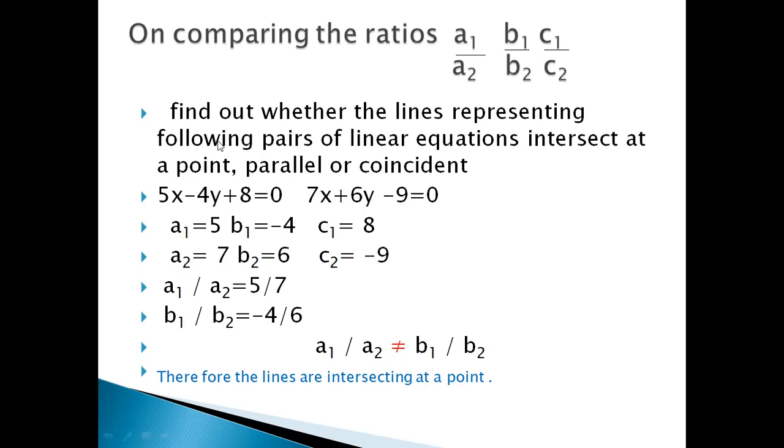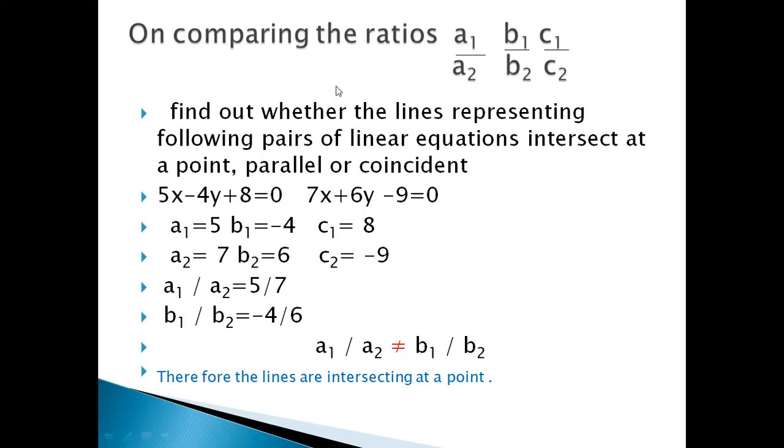First we have to identify the values of a1. So for the first equation, a1 is 5, b1 is minus 4 and c1 is 8. So always the equation is of the form a1x plus b1y plus c1 is equal to 0. After the equals sign there must be 0. If there is anything else on the right, shift it to the left.